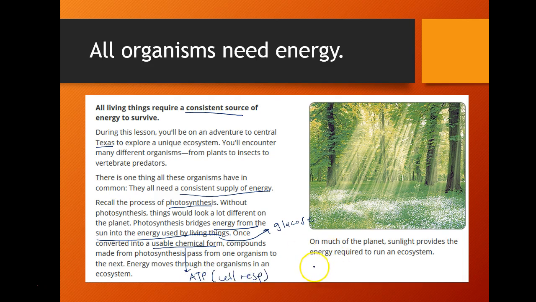Once we have that ATP, we can pass on that usable energy from one organism to the next. And that's how energy gets passed through organisms in an ecosystem.